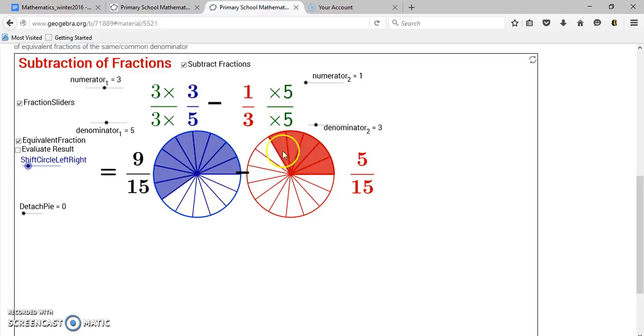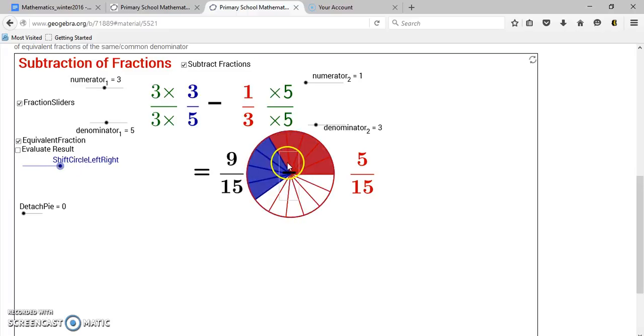9/15 into the 5/15. When you shift it, you see that these pieces over here overlap each other, but then these are left over. So we know that these are 4 pieces left, and it physically will show you that when you click the evaluate result button right over here, and then just like we said, 9 minus 5 is 4, and it's over 15, so our result showed us that 4 pieces were left over the 15 total parts. Alright, that was how to subtract fractions with this tool.